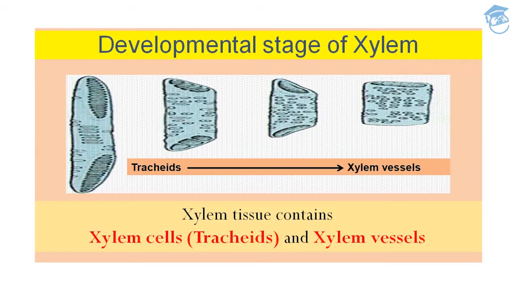Now we'll talk about the developmental stage of xylem. As you can see, this is a tracheid with tapering ends, then it gets converted into a xylem vessel, which is like a long hollow tube. Xylem tissue contains xylem cells, which are also called tracheids, and xylem vessels. Students, I have already taught you about xylem cells in my previous section of the presentation, so I won't be repeating it again, because in this lecture we'll be focusing on wood and Cork Cambium formation. But I'm giving you an overview of xylem so that it becomes clear to you.